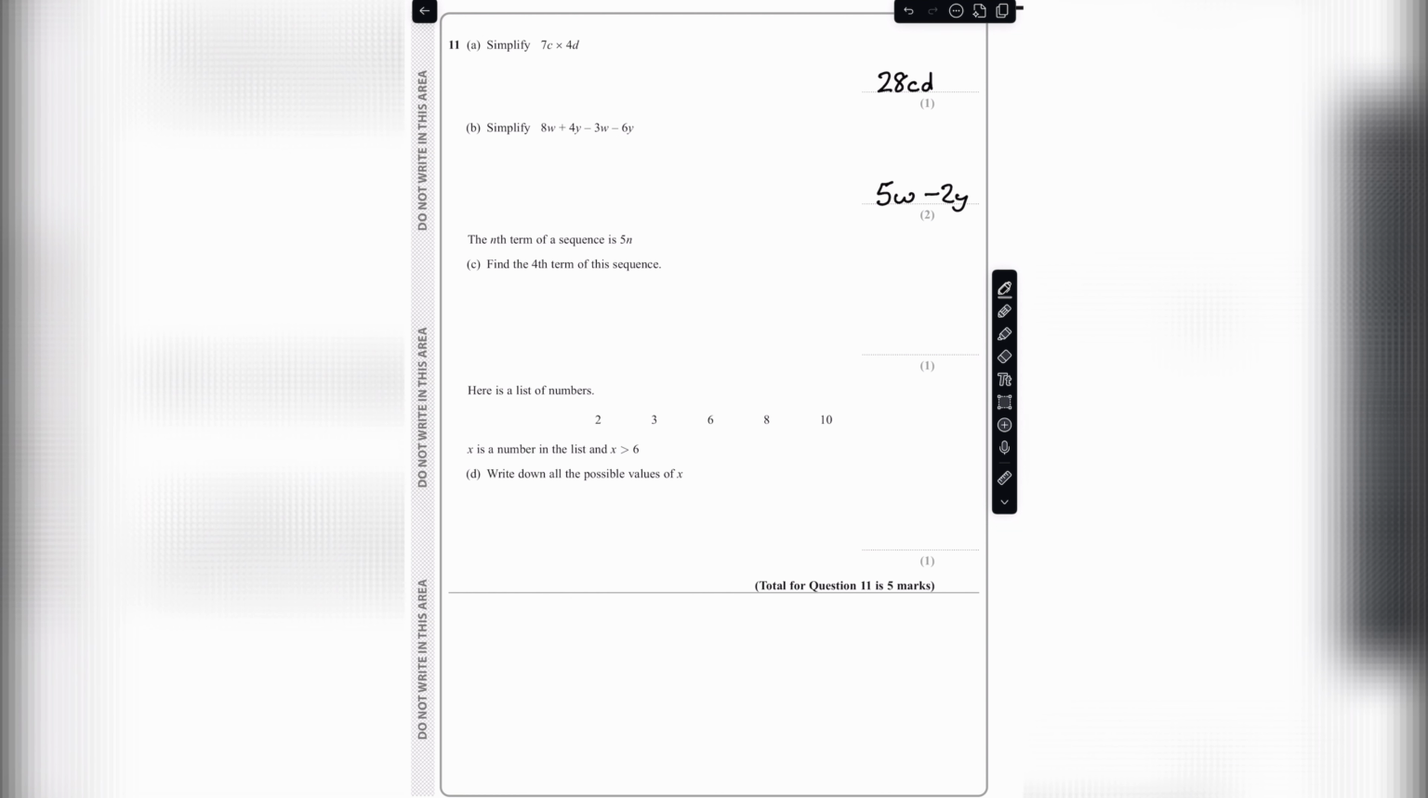In the next part of this question, we are told that the nth term of a sequence is 5n. Find the fourth term of this sequence. So the fourth term of this sequence is simply when n equals 4, so 5 times 4 is 20. In the final part of this question, we are given a list of numbers, and we are told that x is a number in the list and x is greater than 6. Write down all the possible values of x. So the only numbers greater than 6 in this list are 8 and 10.